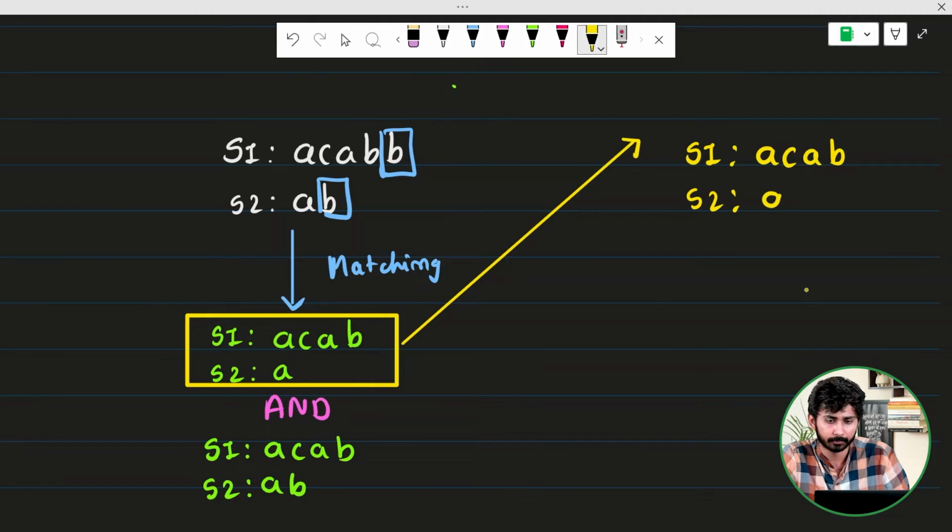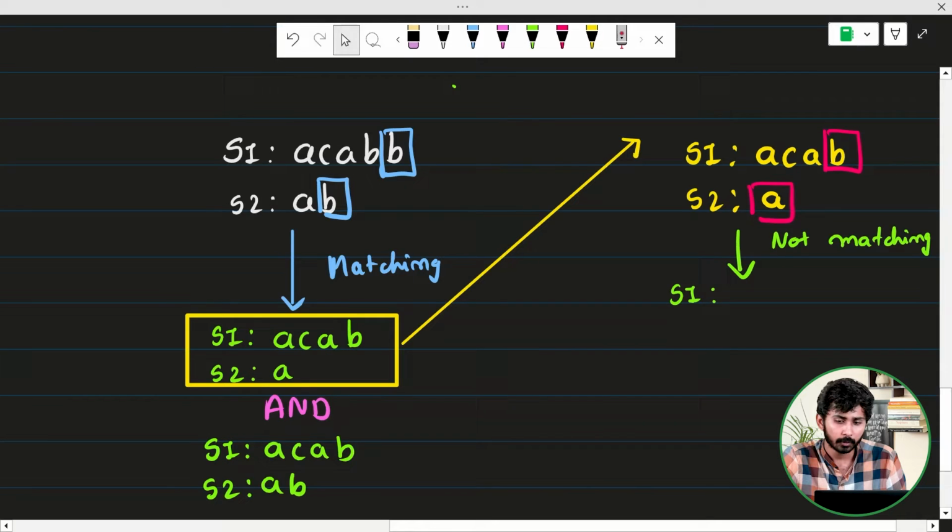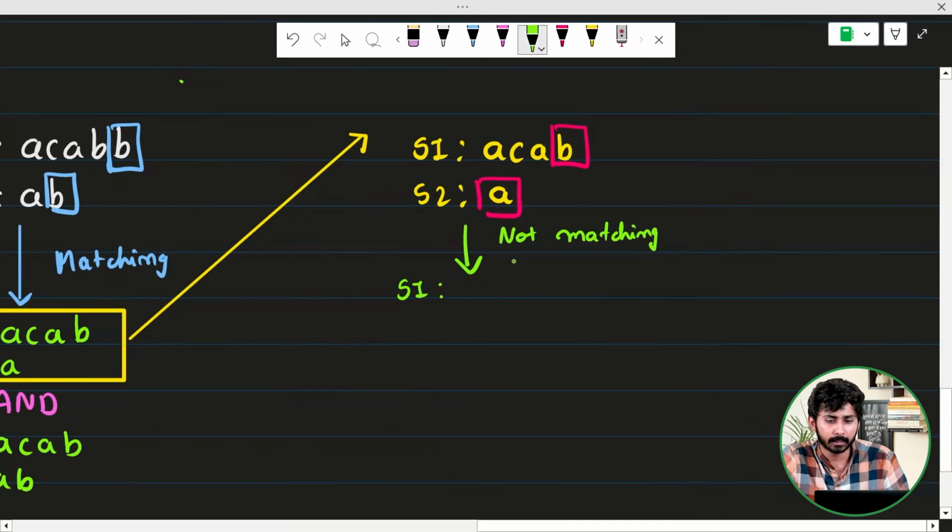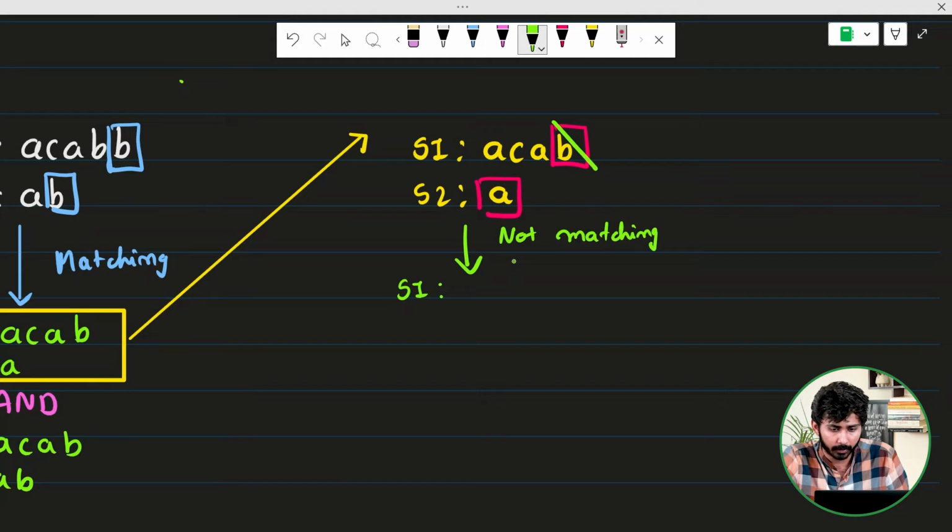It is A. Okay, so matching the last character. This is the last character. Do they match? No, they are not matching. If they are not matching, then what can I say about the recursive call? I have my S1, and basically I need to discard this character, right? Because it is not making sense if I include it. So I will have my entire string S1 as ACA, and what is my S2? It still is A. Okay, fine.